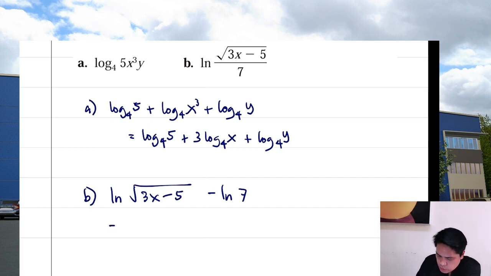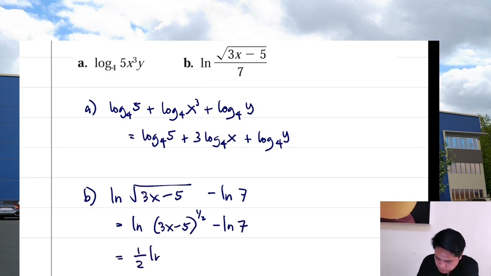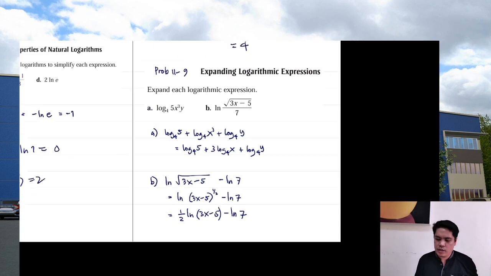I could rewrite square root as raised to 1/2. So that would be ln 3x minus 5 raised to 1/2 minus ln 7. Or this would be 1/2 ln 3x minus 5 minus ln 7. So that's our final answer. Ganun lang siya kadali. Too easy.